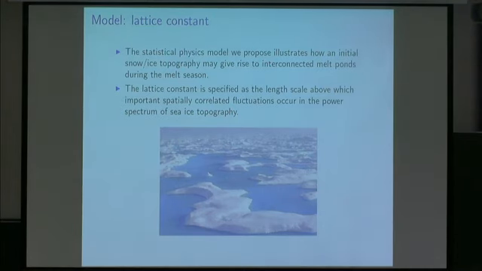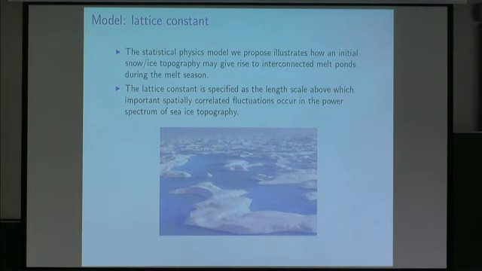Now to connect the model to observations, we need to introduce this length scale, which is the lattice constant. Remember that the statistical physics model illustrates how an initial snow or ice topography gives rise to melt ponds later on in the melt season. And so we want to extract this length scale from the initial snow or ice topography. Here's a picture of the snow topography in the beginning of the melt season.